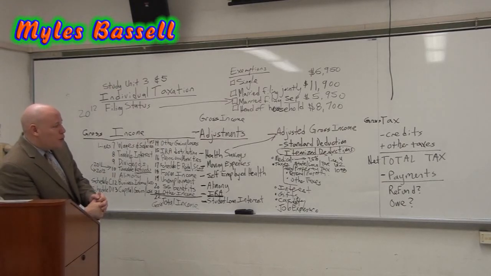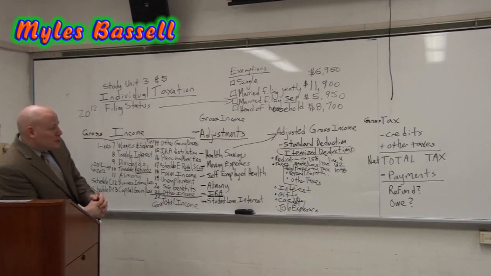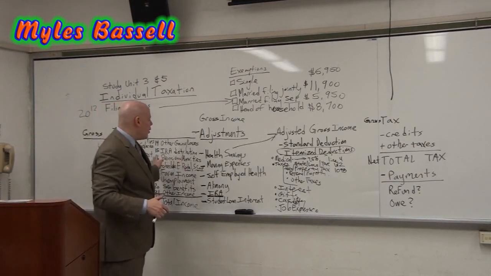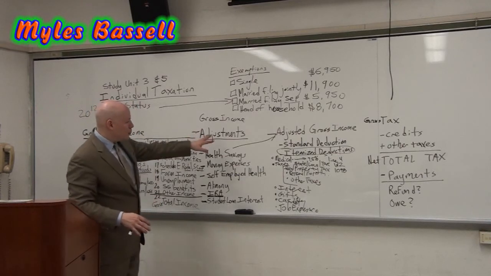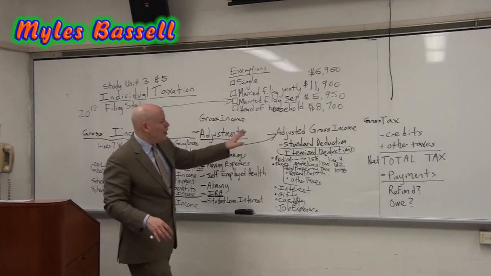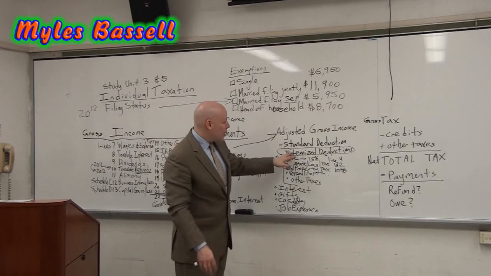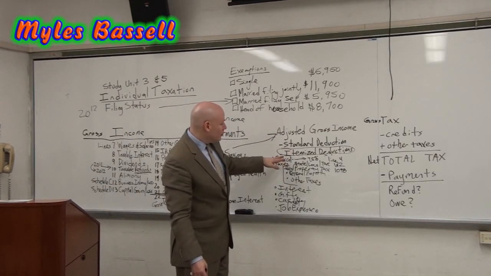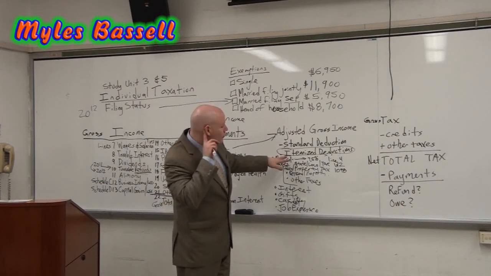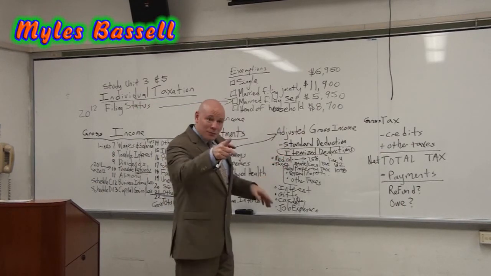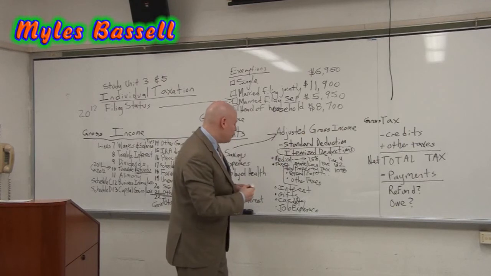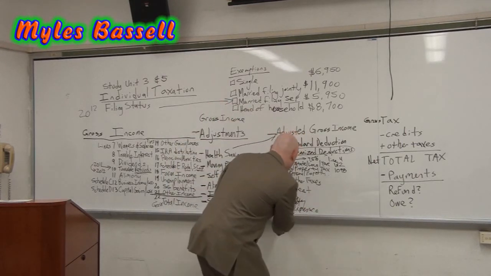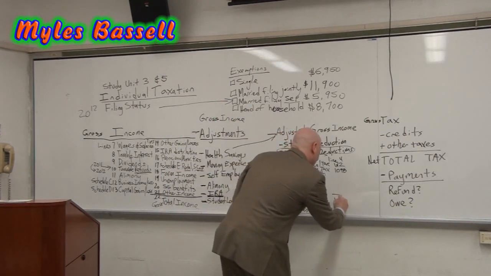compute taxes for an individual. So this is the formula. We have our gross income. We subtract our adjustments. When we do that, we get our adjusted gross income. We subtract our itemized deductions, and that gives us what? Our taxable income. So this is going to give us our taxable income.